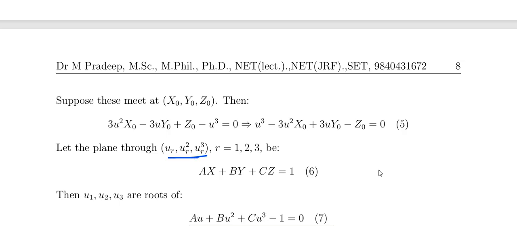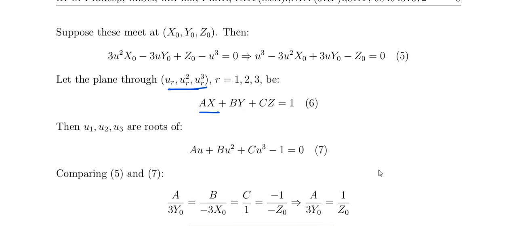This is the problem given to us: r equal to 1, 2, 3. Then the equation will be ax plus by plus cz equal to 1. Let the plane pass through this point. The plane equation is ax plus by plus cz equal to 0. When you substitute, u1, u2, u3 are roots of this equation. Then you get au plus bu square plus cu cube minus 1 equal to 0.